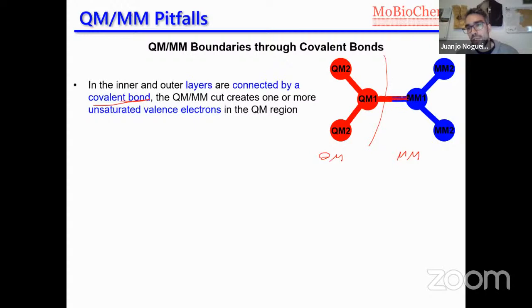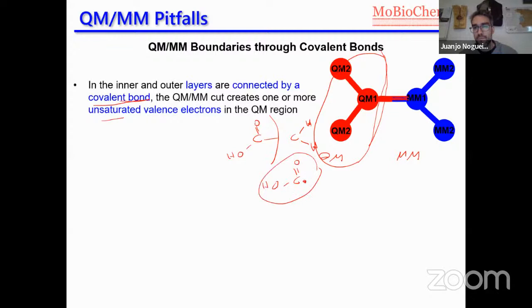If we cut our system here, the quantum mechanical system has unsaturated valence, right? For example, if we cut this molecule here, then we have in the QM region something like a radical, right? So this is something weird. It's an unrealistic situation when we do the QM calculation.